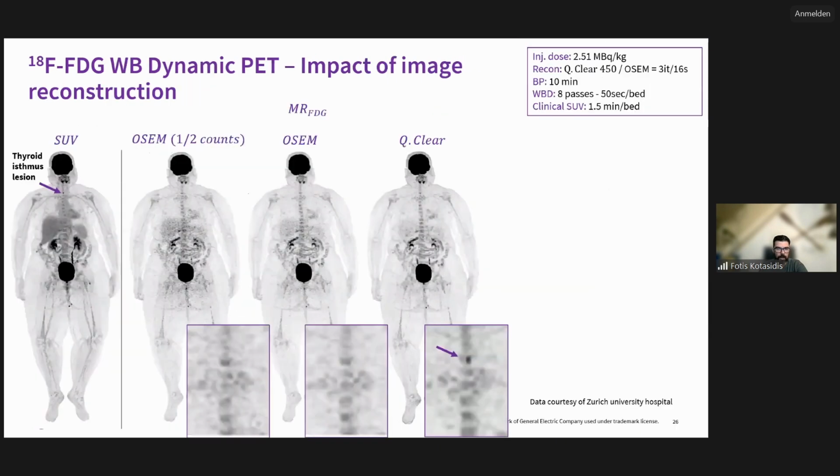Another patient, this is a patient with a lesion in the thyroid isthmus. And then we reconstructed the data with OSEM and also our regularized reconstruction. You can see also the effect of image reconstruction on the parametric image there.